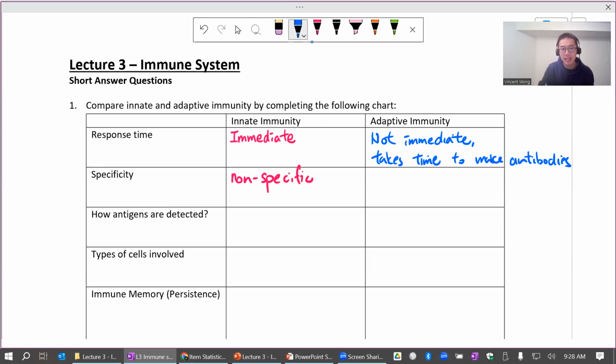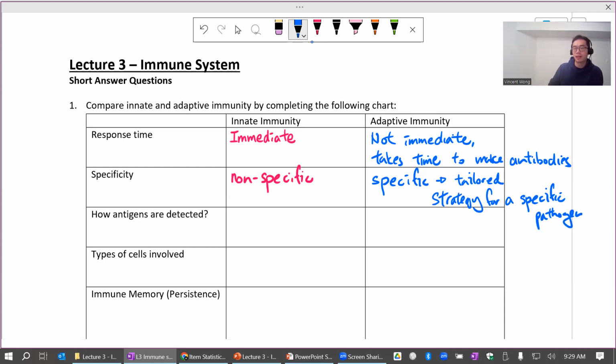Whereas adaptive immunity is specific. Okay? Again, it is a tailored strategy for a specific pathogen. Okay, I keep on saying the antibodies you make for the green virus are only going to be good for the green virus. They're not going to work for the red bacteria, so to speak.